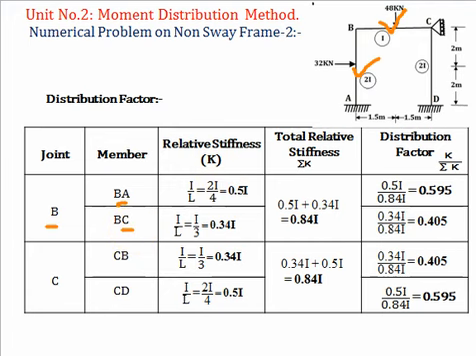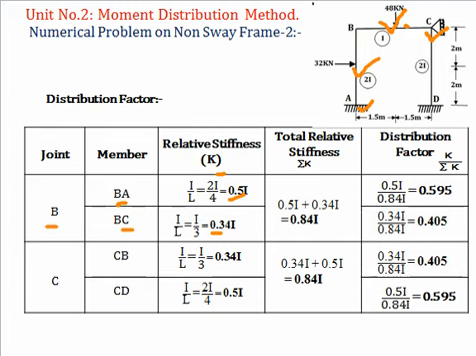Now find out their relative stiffness, let's say capital K. For BA, the far end is fixed, so relative stiffness is I by L. I is 2I divided by 4 is equal to 0.5 I. For BC, the far end is continuous, so relative stiffness is I by L, is equal to I upon 3, which is equal to 0.34 I.